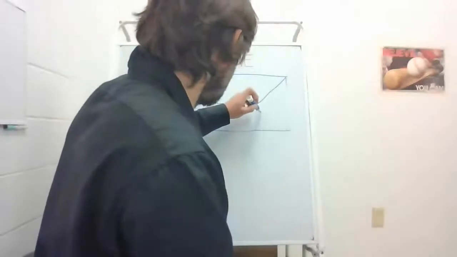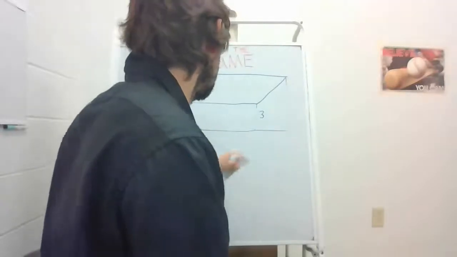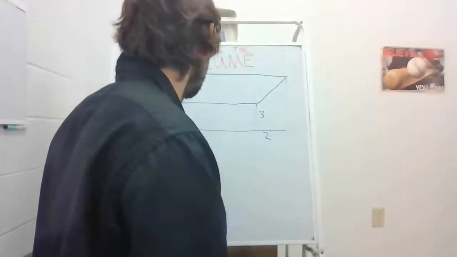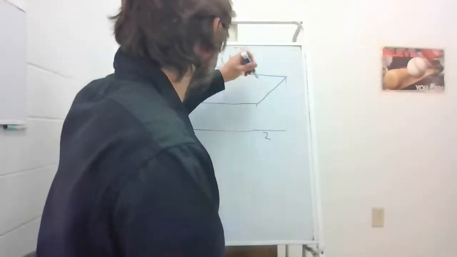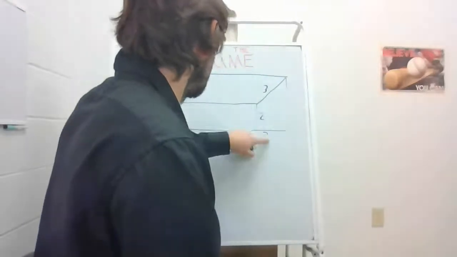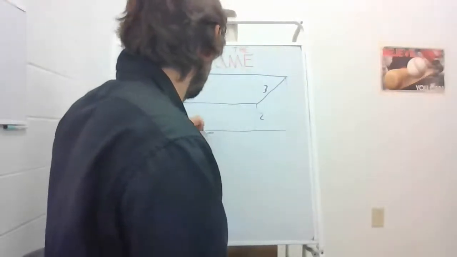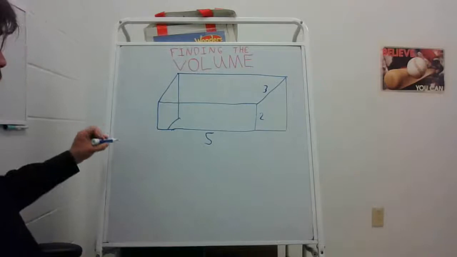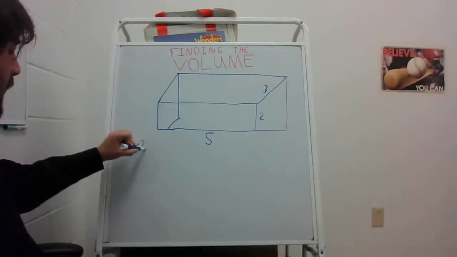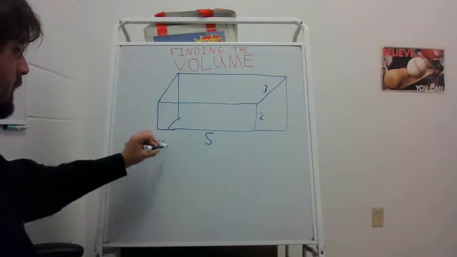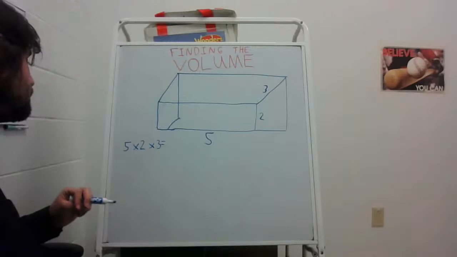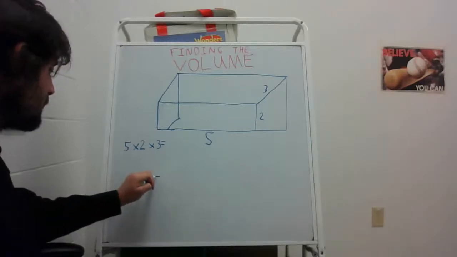So let's say the height is 3 centimeters, the width is 2, length is 5. So to find the volume, we got to figure out what 5 times 2 times 3 is. All right. So the first step is figuring out 5 times 2.